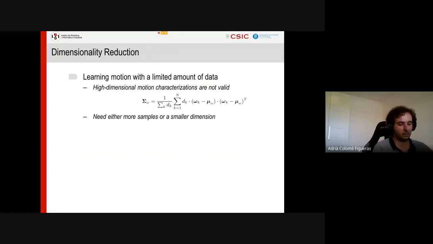Now, I will talk a little bit about another problem, which is dimensionality reduction. I was already talking about learning motion with a limited amount of data, and about the covariance matrix of the normal policy, whose rank was at most 20 while its dimension was 120. If you looked at its singular values, or eigenvalues, it would be like 100 zeros and then at most 20 values, depending on the tolerance. So if you want to optimize in these search spaces, you either need more samples or you need a smaller dimension to work on.